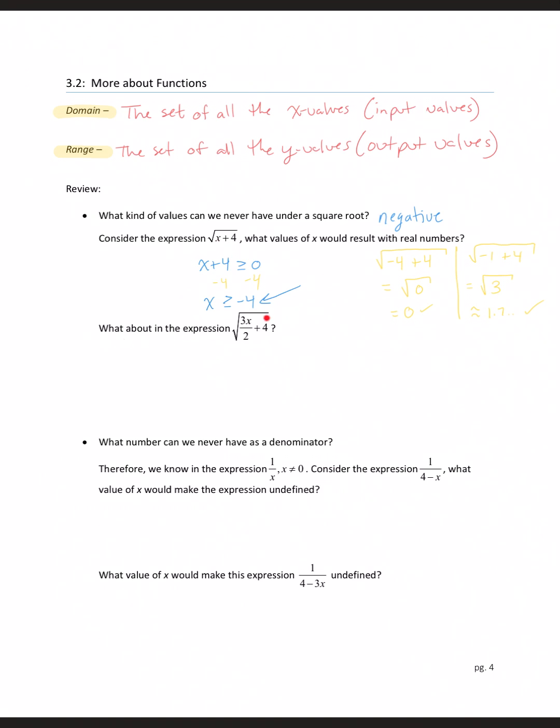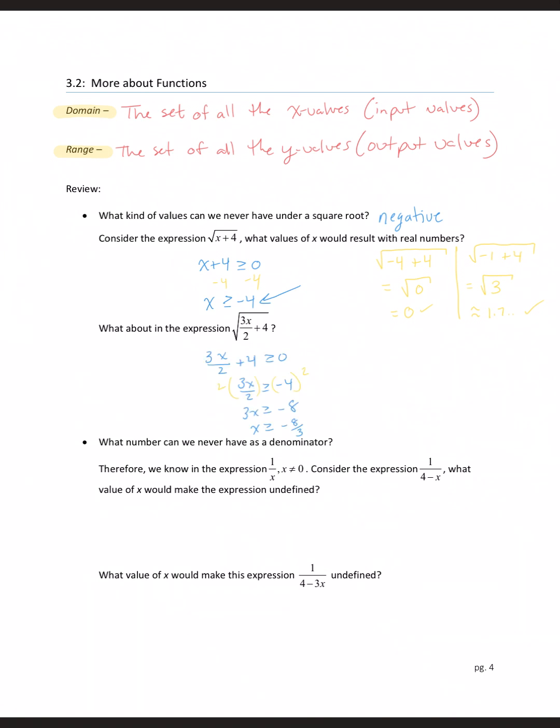So that one was pretty easy because we can visualize it. But what about in the expression the square root of 3x over 2 plus 4? Now you might not be able to think what values of x here would make this to be greater than or equal to 0. So this is where we have to use this approach. So what I want you to do is take this expression, the radicand, let it be greater than or equal to 0, and solve for x to find which values would result with real numbers. So go ahead, pause the video, and work through that.